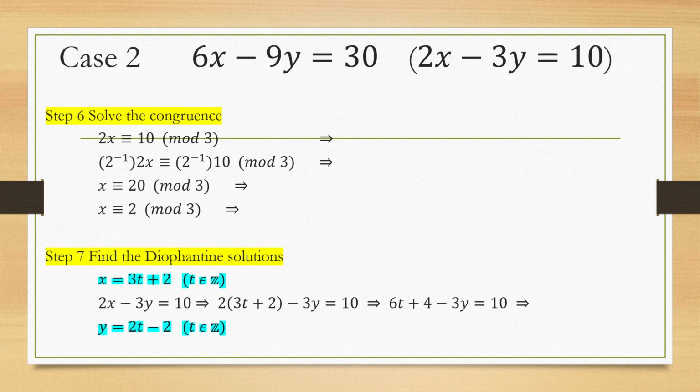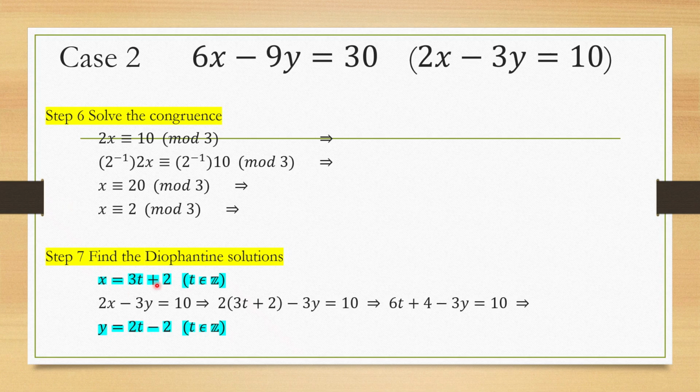Now step 6 would be to solve the congruence. As I said before, 2x is congruent to 10 modulo 3. That means if we multiply both sides by the inverse of 2, we get x on the left side, and on the right side the inverse of 2 times 10, which is 2 times 10, which is 20. So x is congruent to 20 modulo 3, which means x is also congruent to 2 modulo 3.